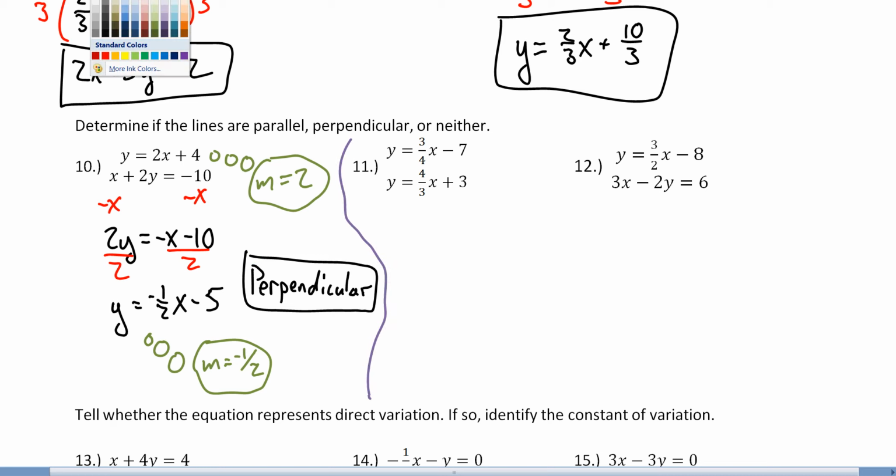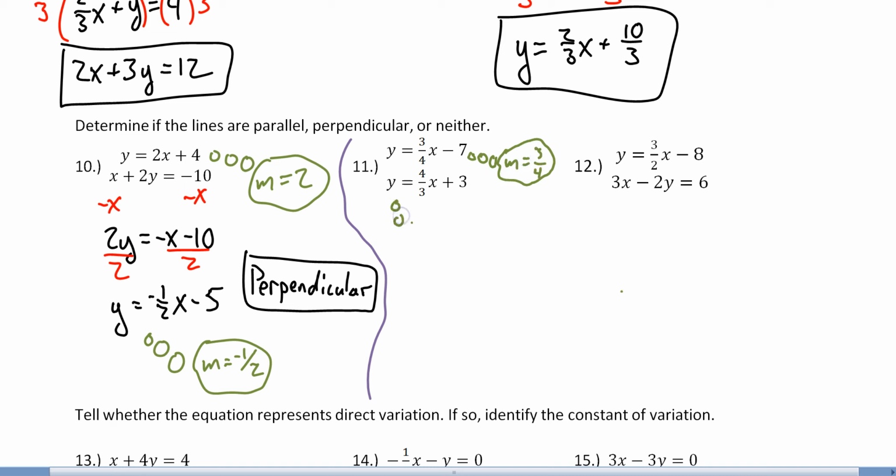If I look at the next one, these are already in a format where I can identify the slope. If I look at that first one, it's already in slope-intercept form. And so when I think about the slope of this, it's 3/4. When I look at this one in slope-intercept form, I can tell that the slope is 4/3. And so I look at these and say, are they the same? The answer is no. It's not the exact same number, so they're not parallel.